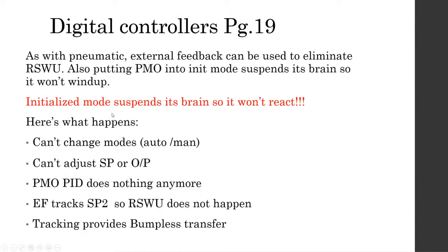So here's what happens digitally. You can't change modes from auto to manual. You can't adjust the set point or the output. The primary master or output PID doesn't do anything anymore. The external feedback will track the set point of the secondary controller so that reset windup does not happen. And this tracking provides the bumpless transfer. Confusing, but that's the end of that little area of darkness.